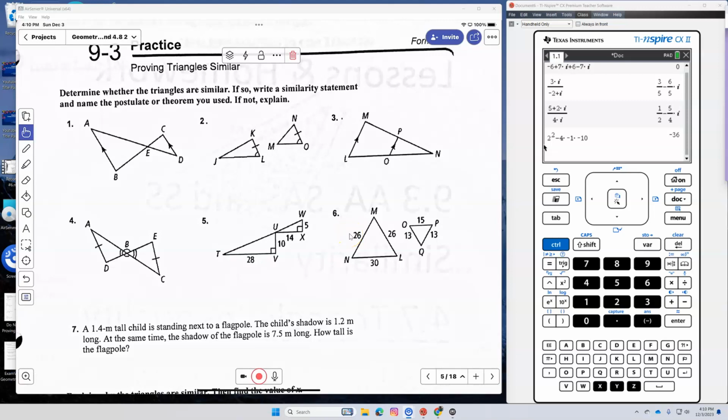This is homework 9.3, proving triangles similar. Determine whether the triangles are similar.